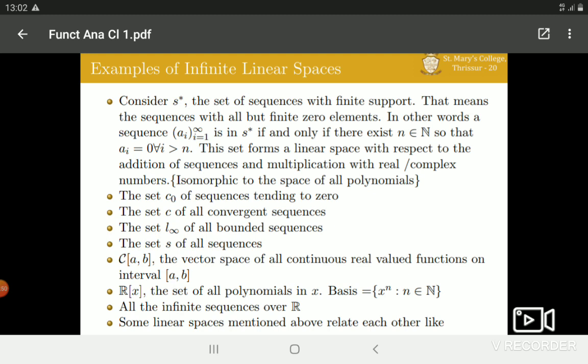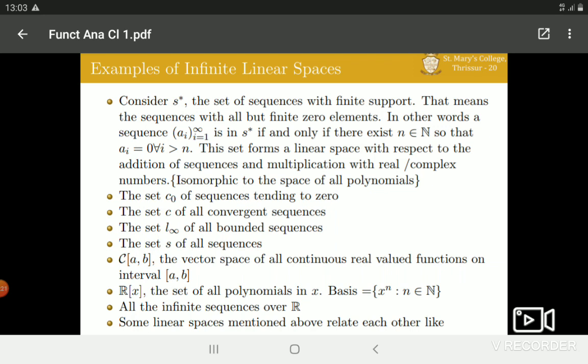star if and only if there exists some n element of natural numbers, so that a_i equal to 0 for every i strictly greater than n. So after the stage small n, all the a_i's should be 0. That means the tail should be 0 in an infinite tuple. The tail should be 0. So we will denote that set of sequences with finite support by S star.